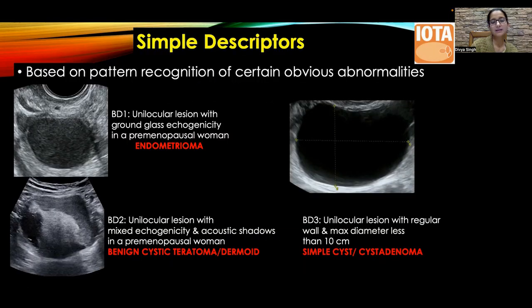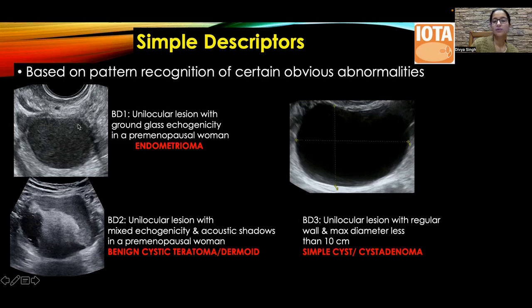Besides coming up with certain terms to describe adnexal masses, the IOTA group also has given certain simple descriptors which can help in identifying an adnexal mass as being likely benign or malignant. These are based on pattern recognition of certain obvious adnexal abnormalities. So there are 4 benign descriptors with which we can identify certain common benign masses in our day-to-day practice, and 2 malignant descriptors. So benign descriptor 1 is a unilocular lesion with ground glass echogenicity contents in a premenopausal woman.